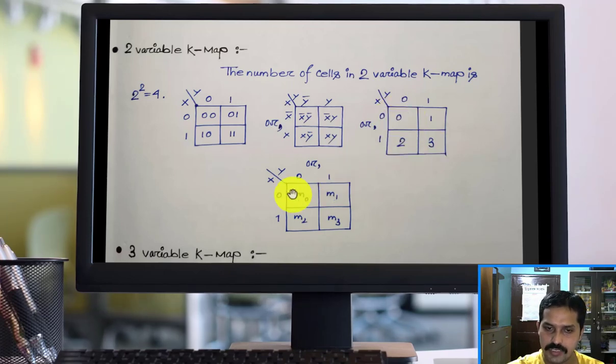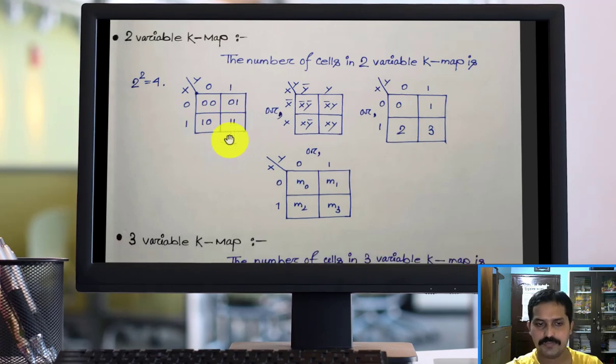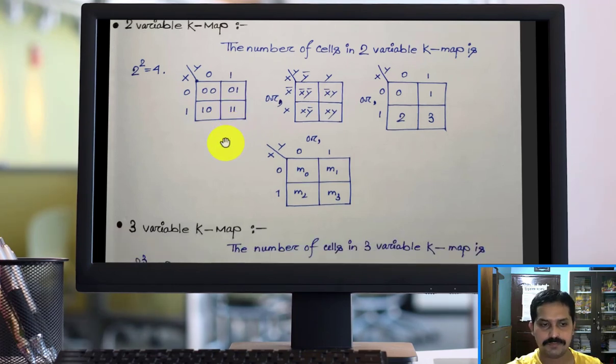This 0 can be written as m suffix 0 or m0, m1, m2, m3. In different ways we can express the K-map method. My suggestion is you have to stick with any one method, any one type. It will be better for practice.